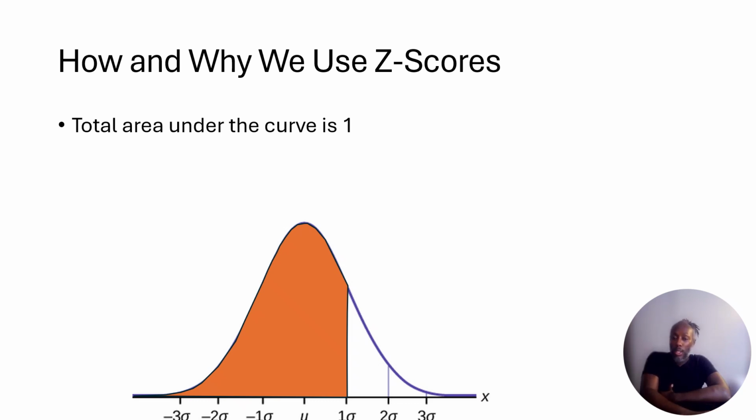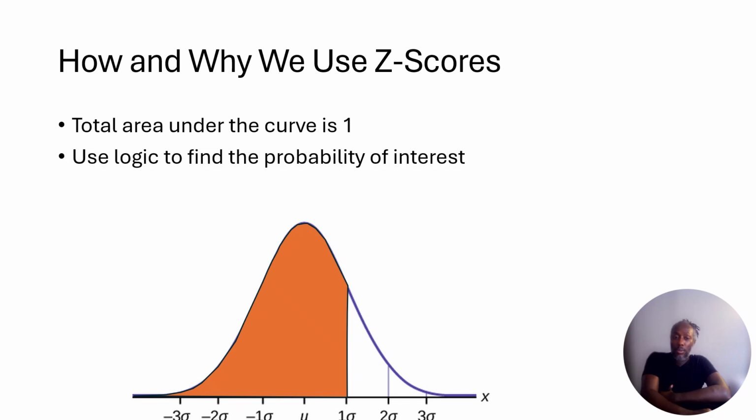So we can use that to our advantage. We'll use logic to find the probability that we're interested in. If we only have the probability of values less than a particular value, we'll say that those are p, and then the values that are greater than that value, those are going to be 1 minus p. All right?